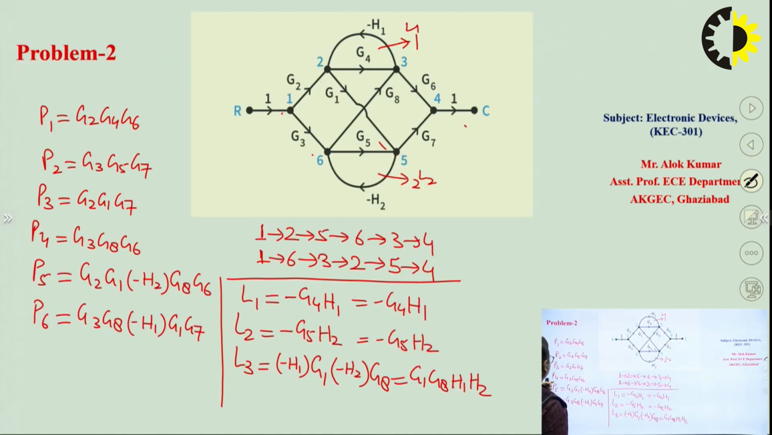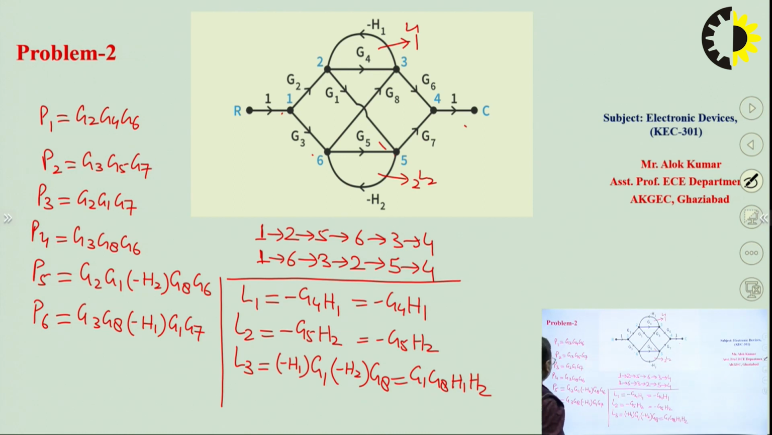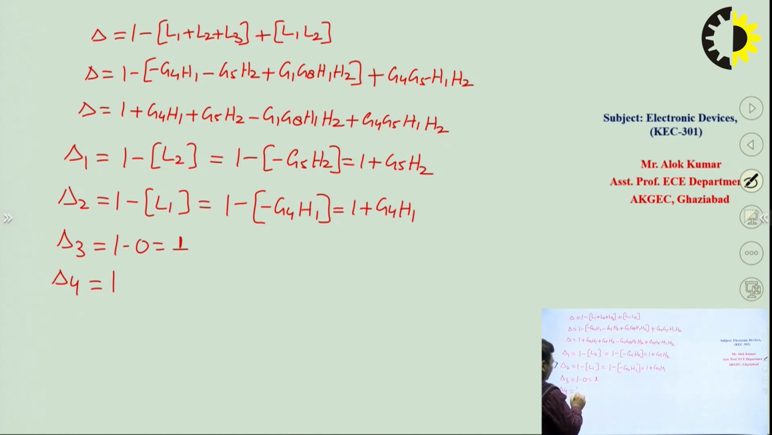Delta 3 will be related to the forward path P3. Forward path P3 is G2, G1, G7. With this path all loops, loop L1, L2, L3, are touching this forward path. So delta 3 will be 1 minus 0, that is equal to 1. Then we can find delta 4. Delta 4 is related to forward path P4, which is G3, G8, G6. Again all loops are touching this forward path, so delta 4 will be 1 minus 0, so it will be 1.